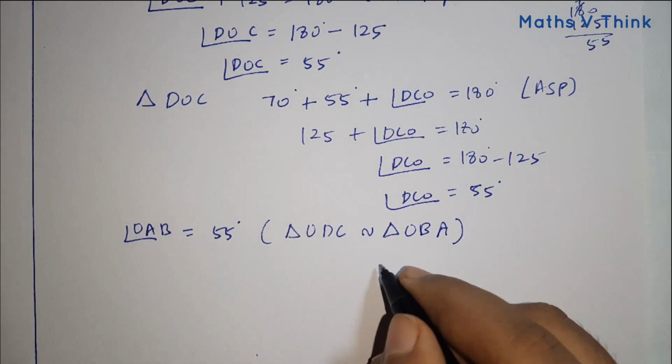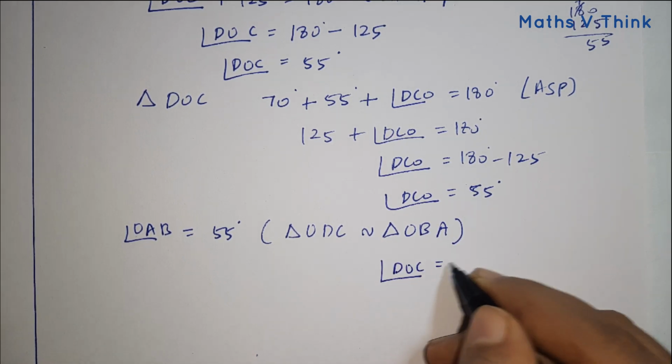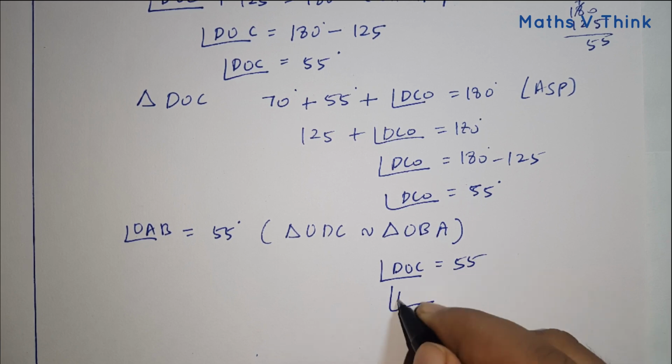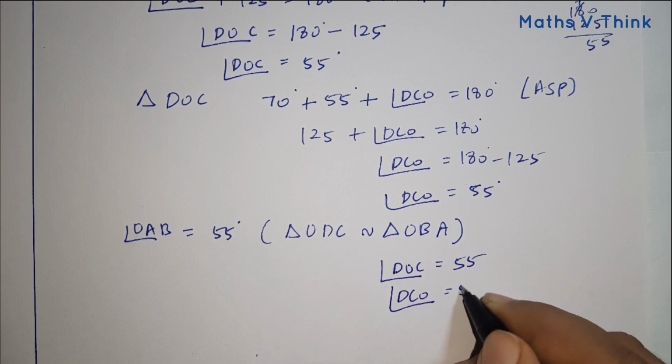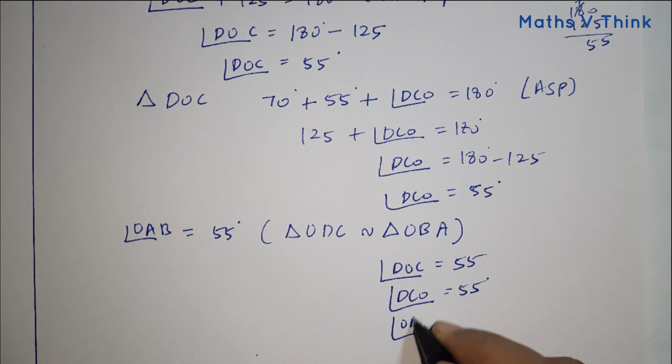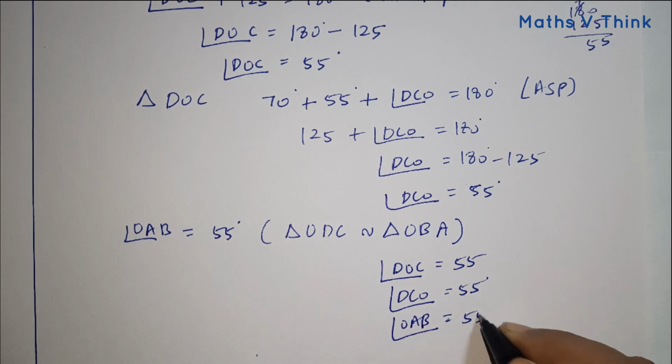So we need to write the summary. DOC is equal to 55. Same way DCO is equal to 55. Angle OAB is equal to 55.